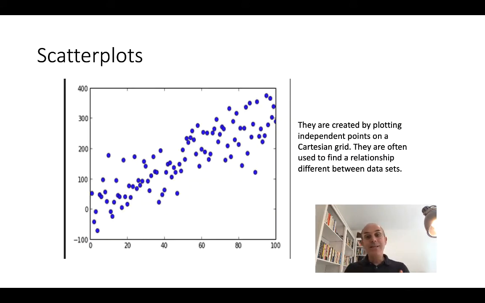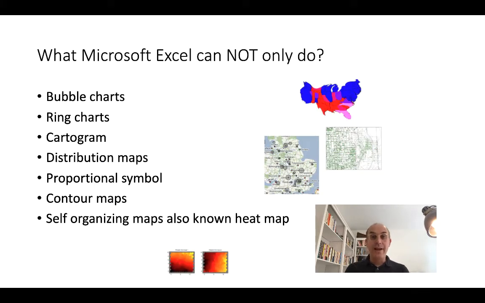Scatter plots are also very popular nowadays. They give us the ability to have a grid in order to show the relationship between different types of data sets, that is, the correlation.